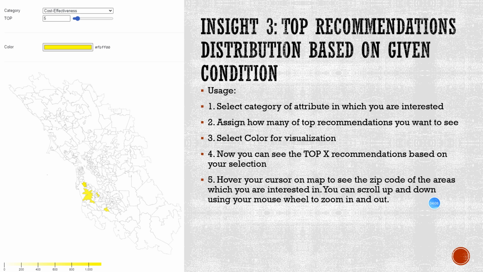So, for example, on the left figure, you can see by default category is set to cost effectiveness, and top is set to 5. It means to show the top 5 areas with the best cost effectiveness. So on the map, the highlighted 5 areas are the areas with the best cost effectiveness.